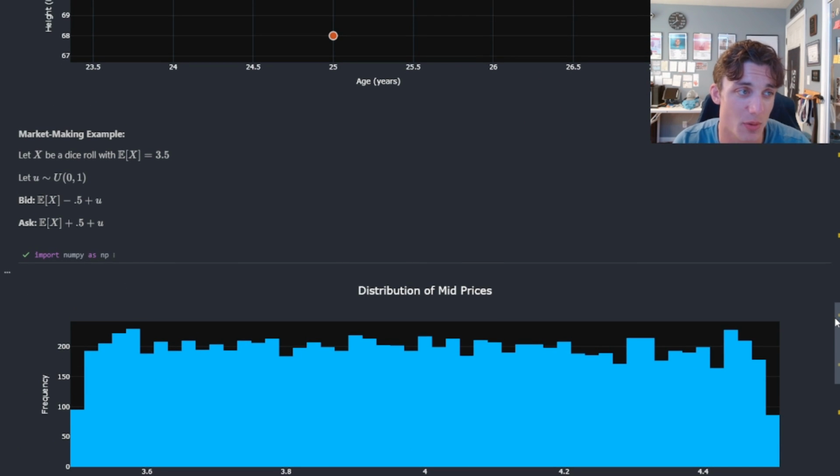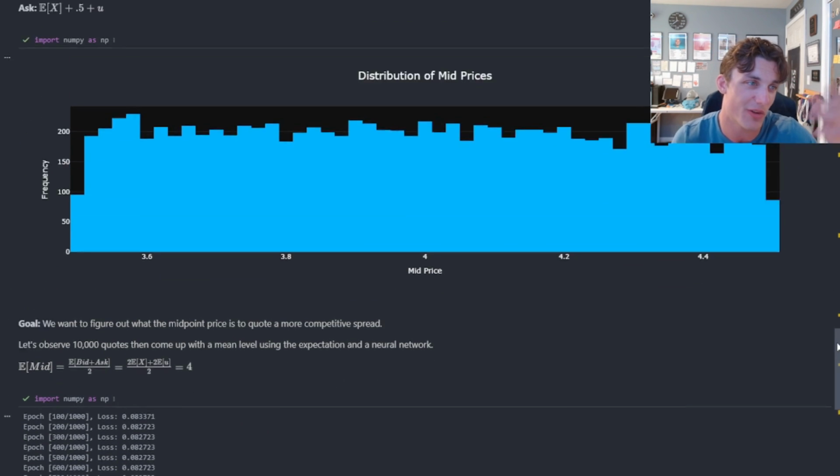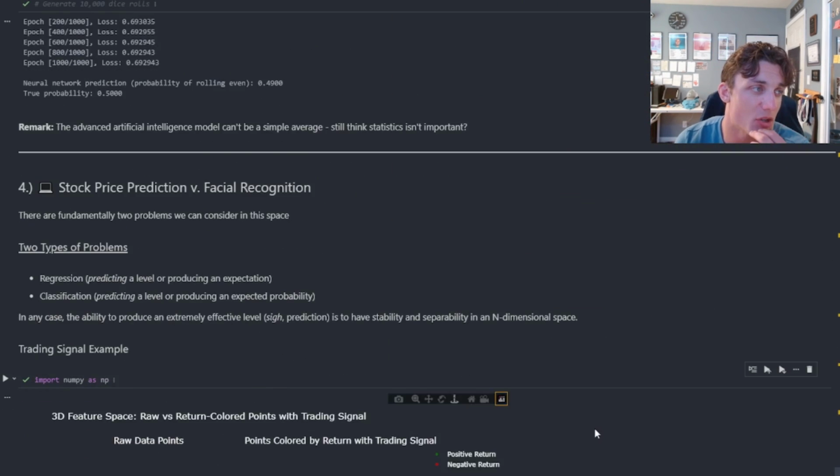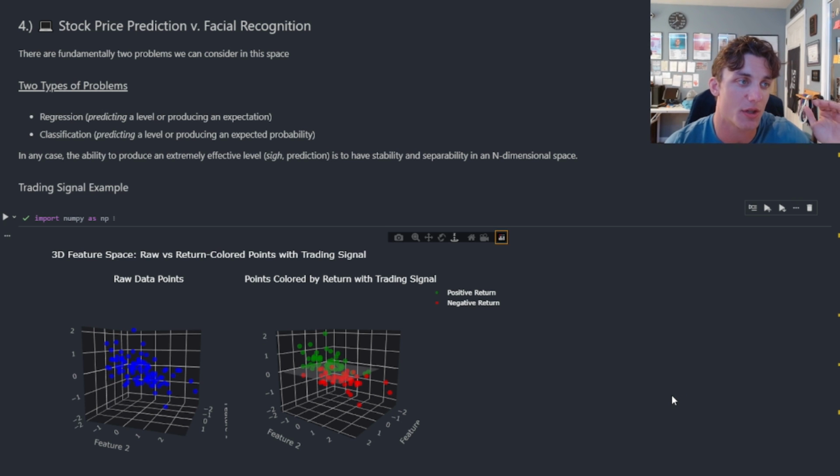We're trying to predict some sort of quantity, and by predict I mean come up with some sort of expectation or level. And when we're dealing with a classification problem, think something like Face ID, or even trying to predict whether or not the price of a stock is going to go up or down tomorrow, we're dealing with probabilities in the Bernoulli sense, right? We're producing an expectation of a Bernoulli random variable, which is going to give us a probability.